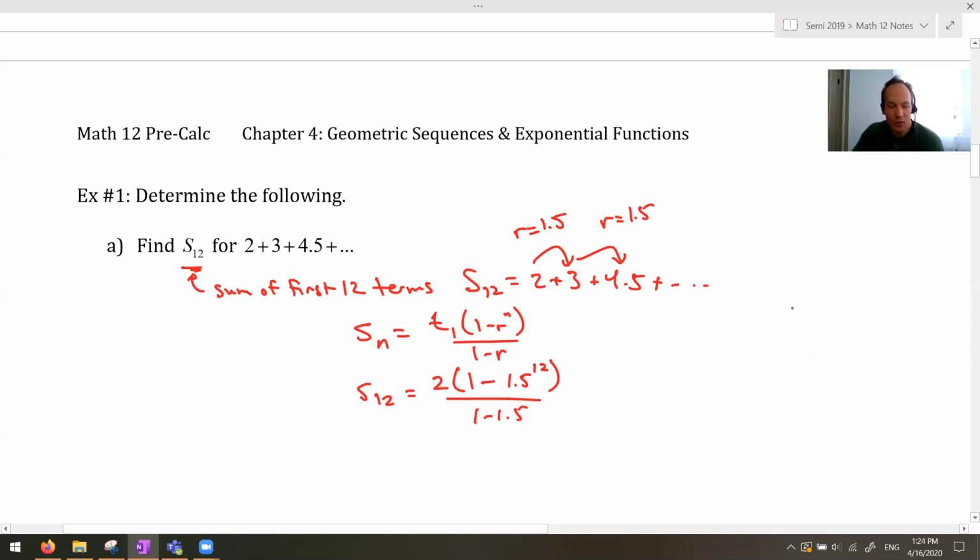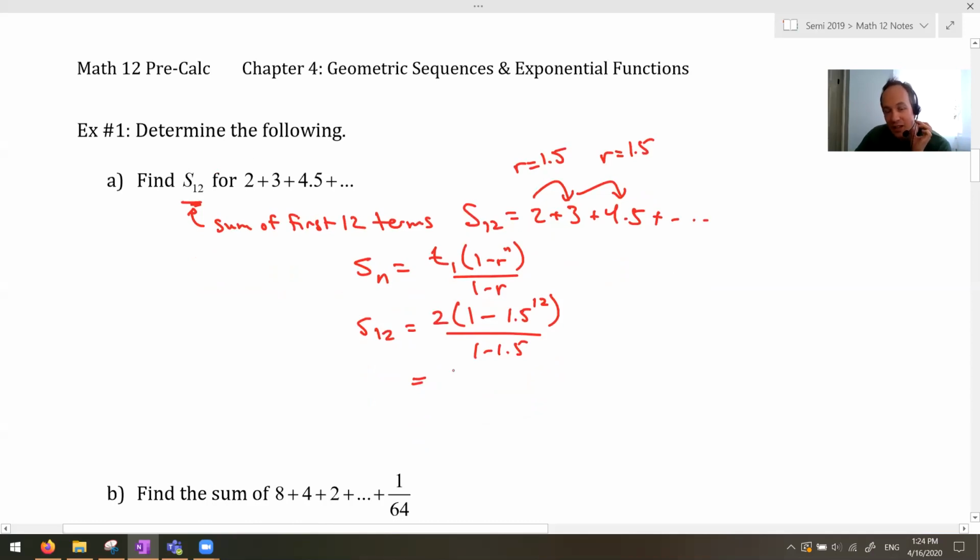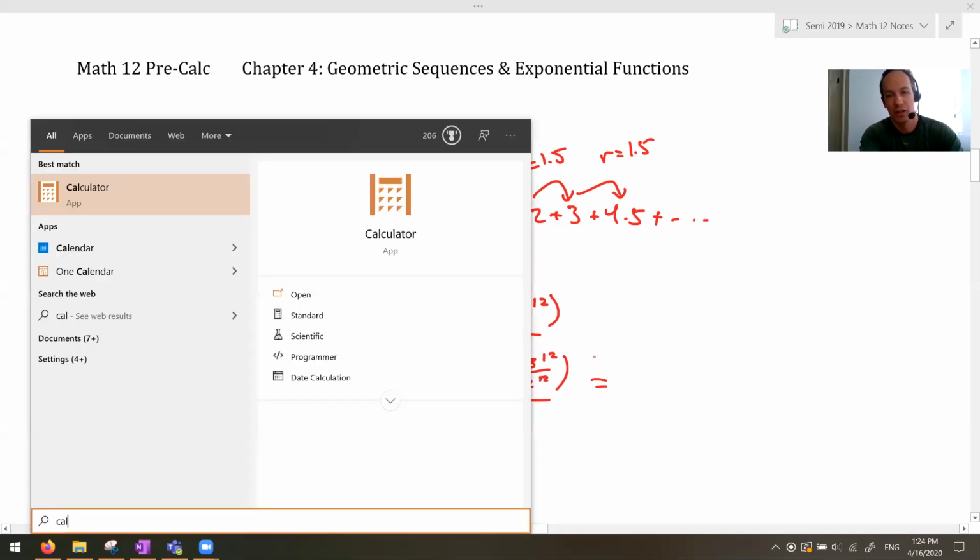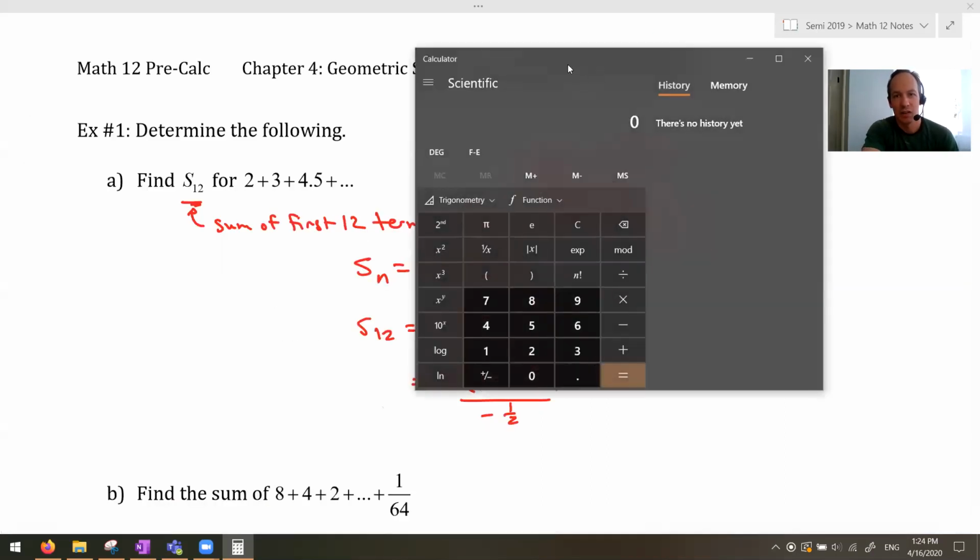Okay, so we've got to work this out. Now, the odds of you working this out without a calculator are almost non-existent. I mean, you definitely can. If you really wanted to power through this, you could go to fractions and say something like 2 times 1 minus 3 to the power of 12 over 2 to the power of 12, and then the whole thing divided by negative 1/2, but that's really hard. So we're just going to use a calculator here. I'm going to jump over to my calculator and type in this.